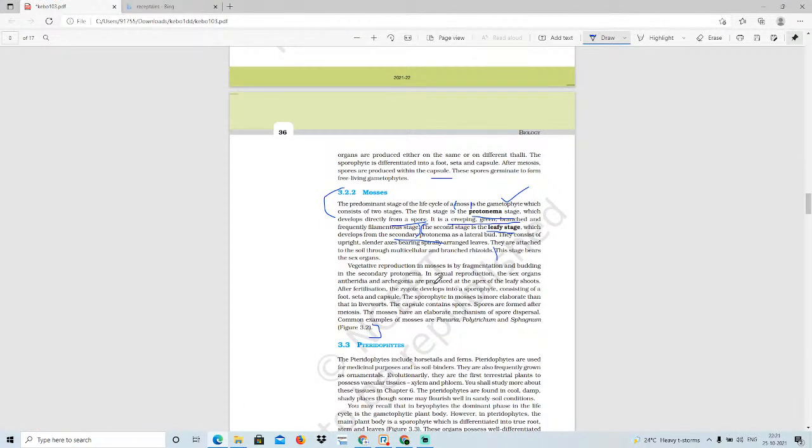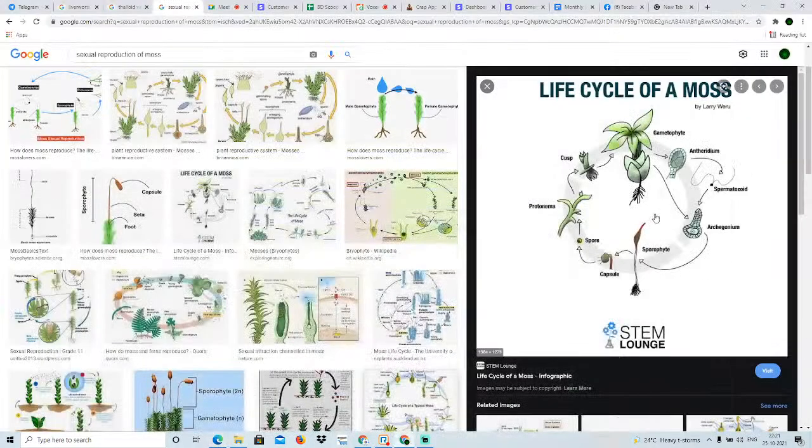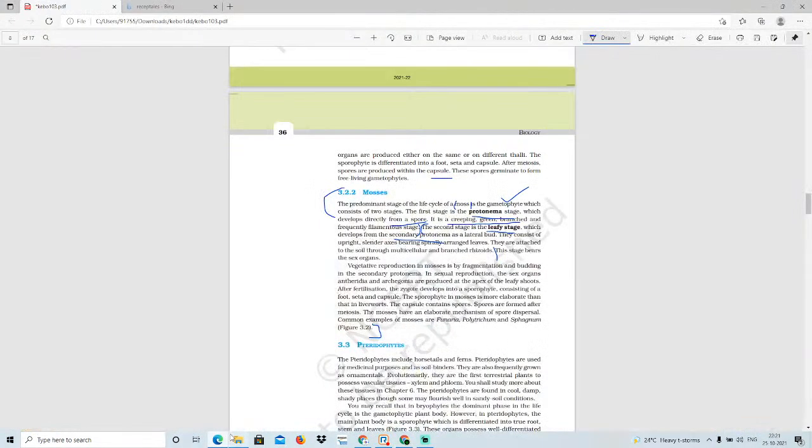And in sexual reproduction, the sex organs, the antheridia and archegonia, are produced at the apex of the leafy shoots. So this is the leafy shoot, and at the apex the sexual reproduction organs are produced. After fertilization, the zygote develops into a sporophyte.